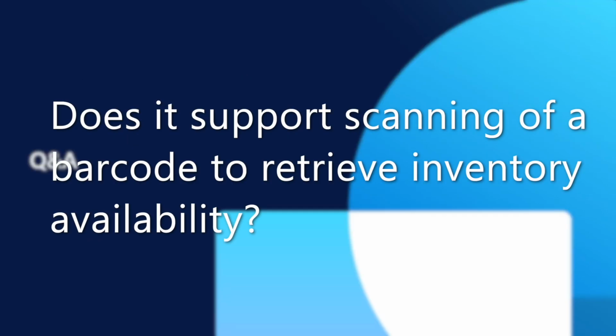Okay. Does it support scanning a barcode to retrieve inventory availability? No. In the Warehouse mobile app, scanning is supported, but in this inventory on-hand mobile app it is currently not supported. You have to use either a wildcard search of a product name or a product ID. We have already received this feedback, so most likely in the future you might see more capabilities for searching specific products.